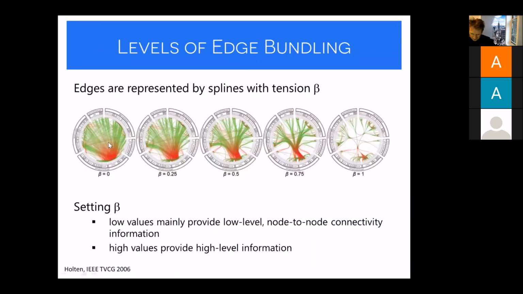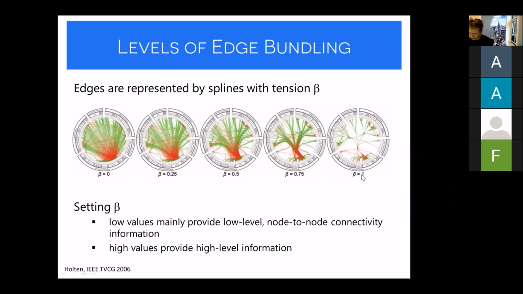Again, here's another example of this. Edge bundling really is controllable by what's called the tension parameter beta. It's represented by splines. We'll see in a second what splines actually are, so just believe me for now. A spline is a curved line where you can control the curvature by this tension parameter beta. A spline that has no tension at all is just a linear line. If it gets more and more curvy, very tense, the beta is higher. Low value, low level node connectivity, and then high value is pretty high level information.